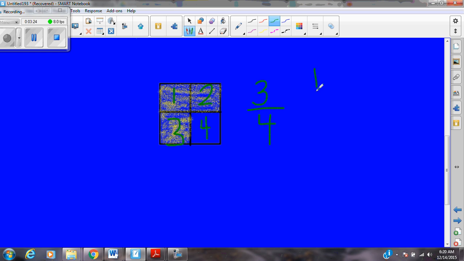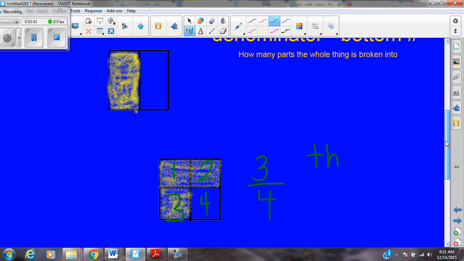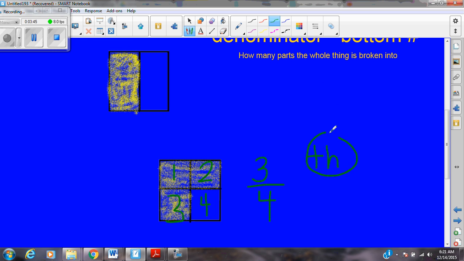You always put a TH on the end of your word when you're dealing with fractions, except when you say 1/2 or 1/3, because those are different kinds of numbers. But TH is what we add to the end of our words. 1/4, 1/5, 1/8, 1/12. All of those have that.